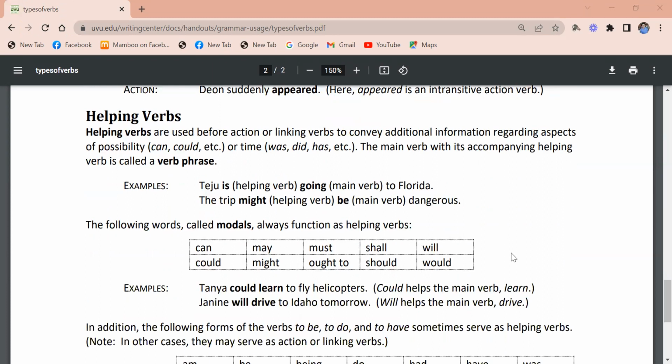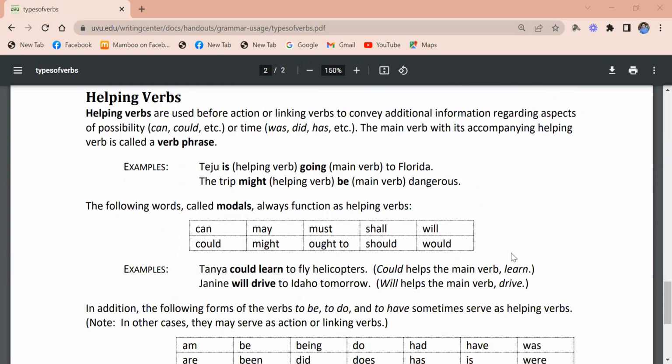Okay, next, helping verbs. Helping verbs are used before action or linking verbs to convey additional information regarding aspects of possibility, can, could, etc., or time, was, did, has, etc. The main verb with its accompanying helping verb is called verb phrase. Yan. Verb phrase, ibig sabihin, magkatambal dalawa. Linking verb or helping verb and then action verb.